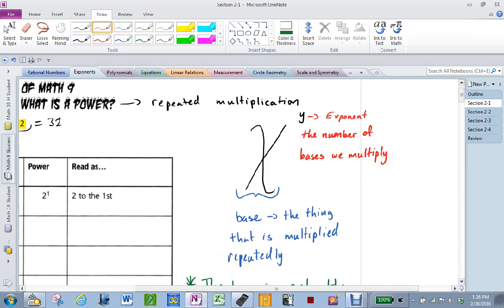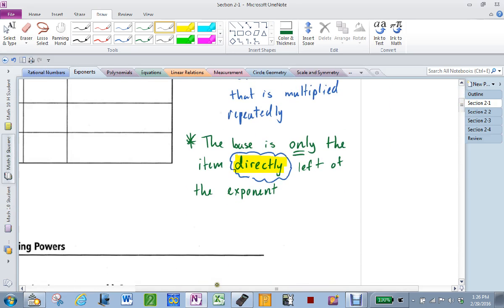Okay. And the whole thing is called a power. The whole thing. If you have a base and an exponent, you have a power. Okay. All right? Now, there's a couple of weird rules about that.